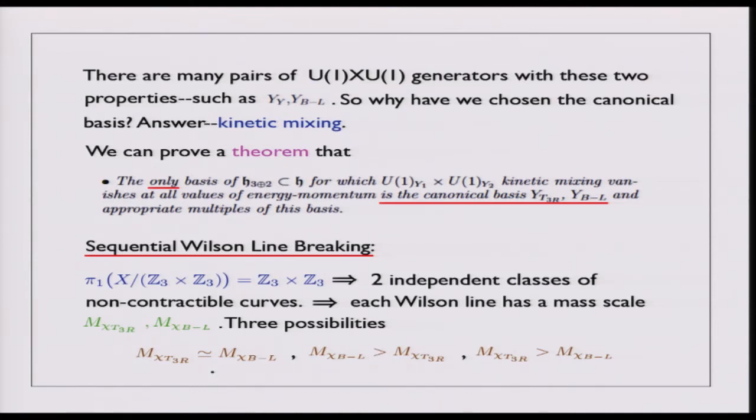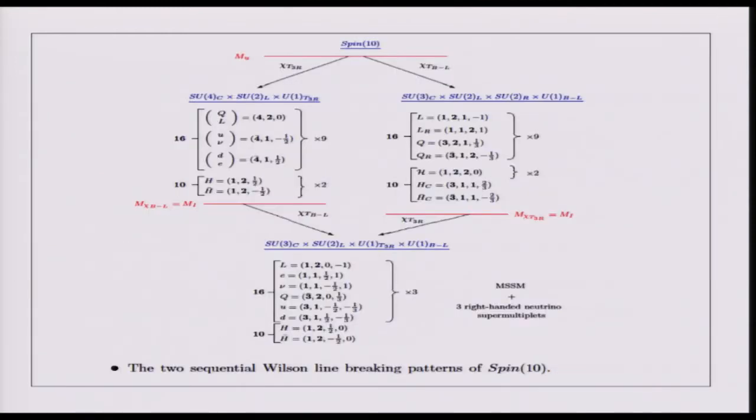So you have three possibilities. Essentially, the Wilson lines have the same scale, one Wilson line is bigger than the other, like B minus L bigger than T3R, or vice versa. It turns out that it doesn't matter too much which of those. We've analyzed them all, and the kind of physics I want to talk about occurs in a lot of these. But we'll pick one of them for specificity in a moment.